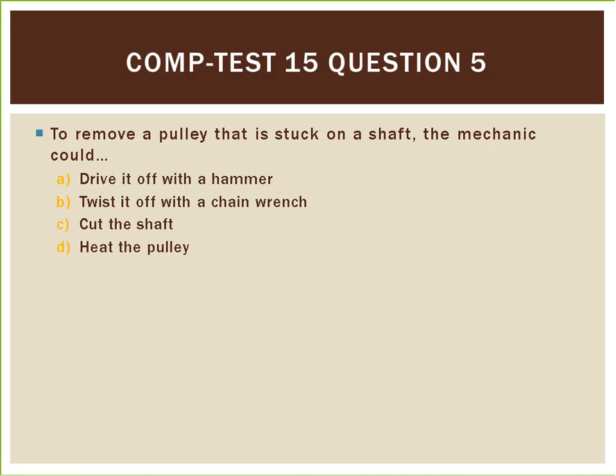CompTest 15, question number 5. To remove a pulley that is stuck on a shaft, the mechanic could A, drive it off with a hammer, B, twist it off with a chain wrench, C, cut the shaft, D, heat the pulley.